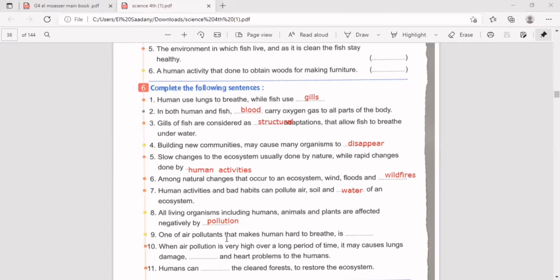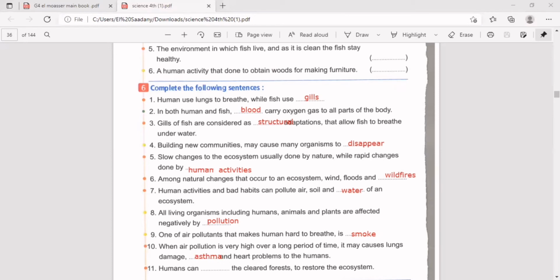One of the air pollutants that makes it hard for humans to breathe, so again, it's air pollution. So what is it? It's the smoke. It comes from the factories, and from burning fuel in cars and trains. When air pollution is very high over a long period of time, it may cause lung damage and heart problems to the human. There's another disease that it can cause, it's called asthma.